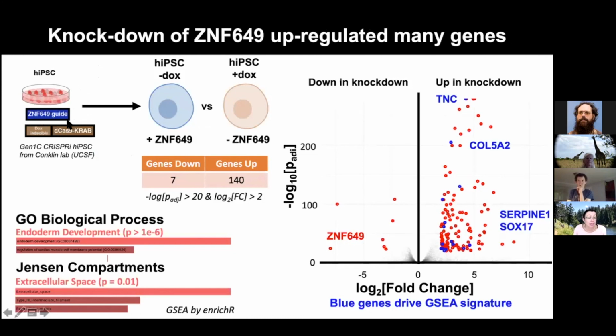So we took advantage of a so-called CRISPR-I human pluripotent stem cell line, in which this line harbors a doxycycline-inducible dead Cas9-KRAB. And we introduced guides to repress ZNF649 expression. And so in the presence of doxycycline, you no longer have expression of 649. And we did RNA-seq, and we found that a few genes were downregulated. Gratifyingly, one of the most dramatic was ZNF649 itself.